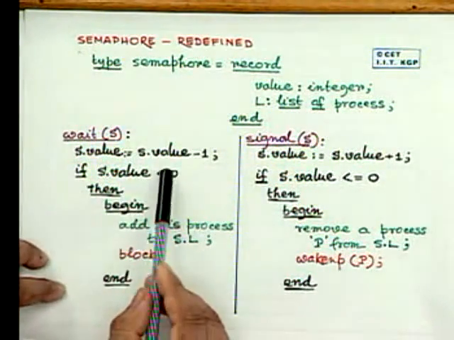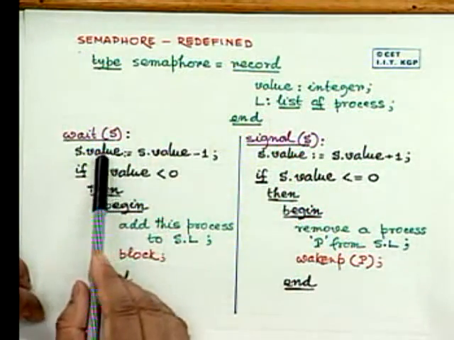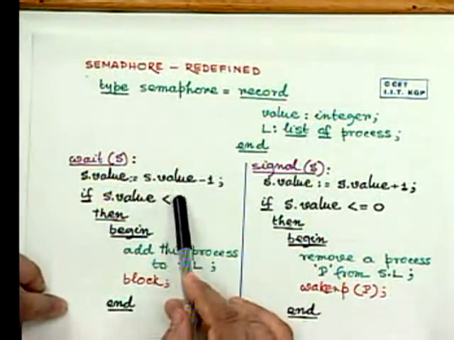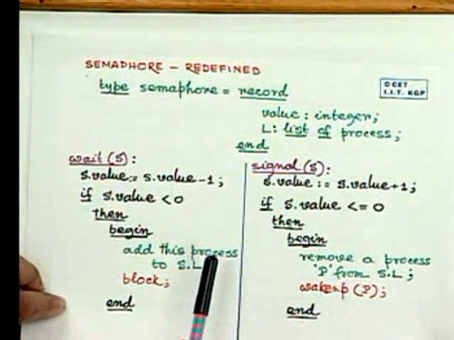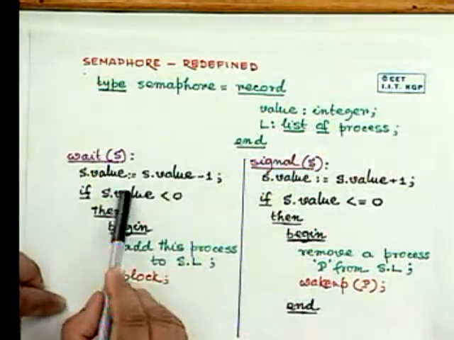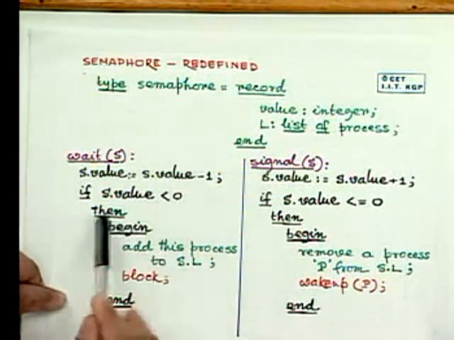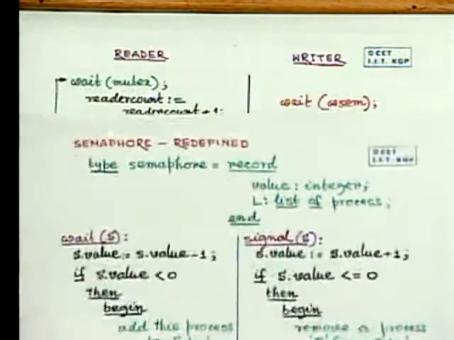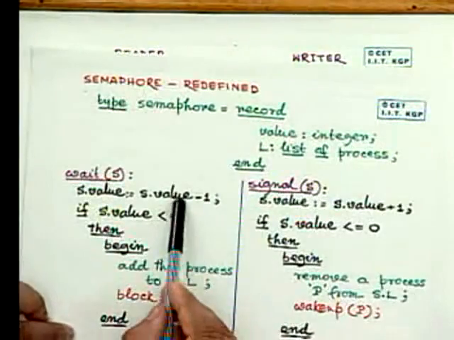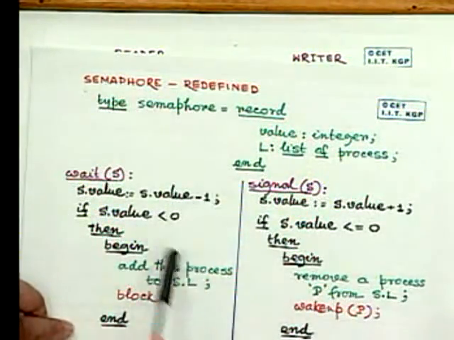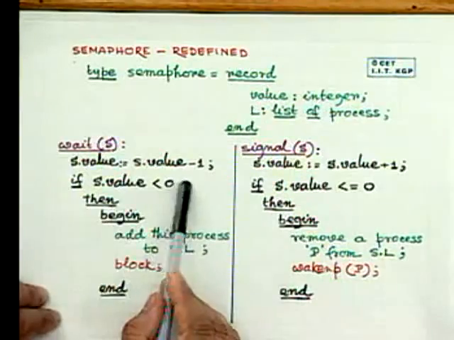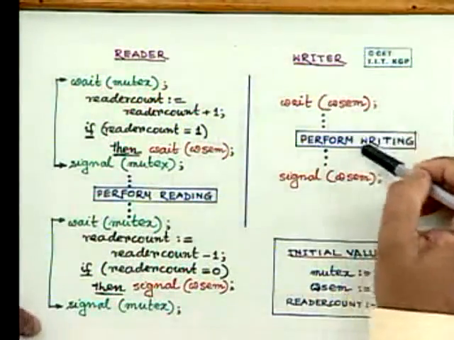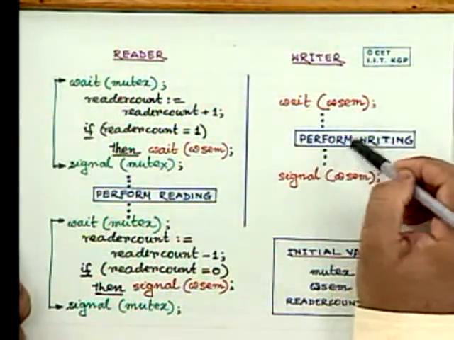And since the value is 0, the first writer will enter the critical section. The state value is equal to 0, and therefore this will be skipped and the first writer will enter the critical section. But any other writer will decrement the value by 1 and will find the value to be negative, and therefore will be waiting here. Therefore, any other writer that tries to enter the perform writing critical section will wait here.